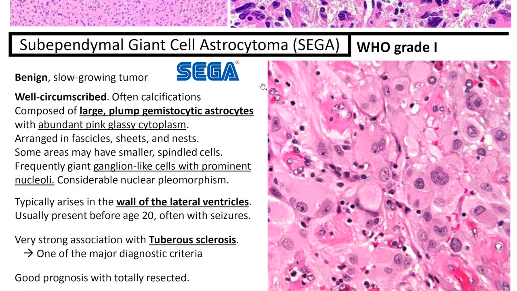So if you have a question stem, or in real life, if your patient has tuberous sclerosis and they present with a lesion that could be in the wall of the lateral ventricles, definitely want to think of a SEGA. And it has a good prognosis with total resection.